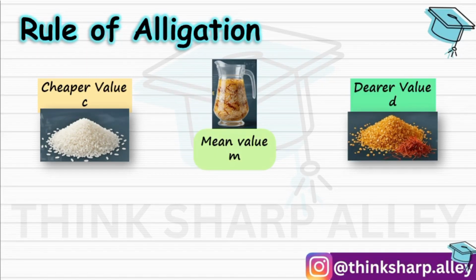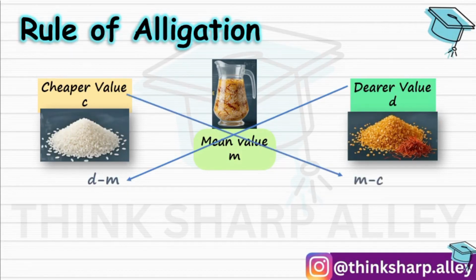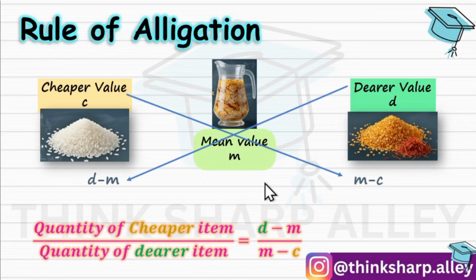Once you have identified these values C, M and D, then subtract the mean from the dearer rate to get D minus M, and subtract the cheaper rate from the mean to get M minus C. The resulting values will represent the ratio of the quantities needed. So here comes our alligation formula, which says quantity of cheaper item by quantity of dearer item is equal to D minus M by M minus C. So the ratio of these two quantities will be equal to the ratio of these two, D minus M by M minus C.